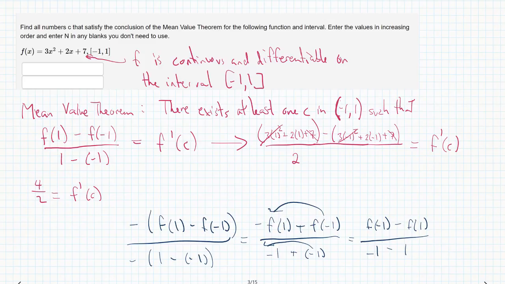As long as you're consistent, the only thing I can't do is have f of negative 1 and then go 1 minus a negative 1, right? So if I go f of negative 1 in the first position, down below I have to have a negative 1. So as long as you're consistent that way, you're good to go. So hopefully that makes sense. That was a great question.